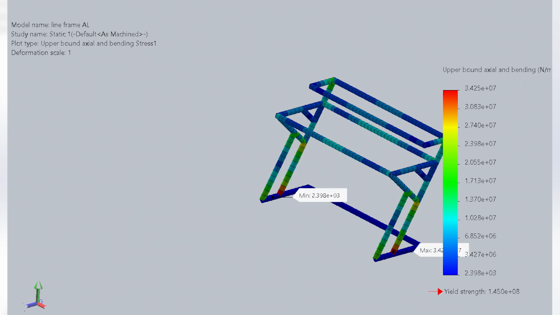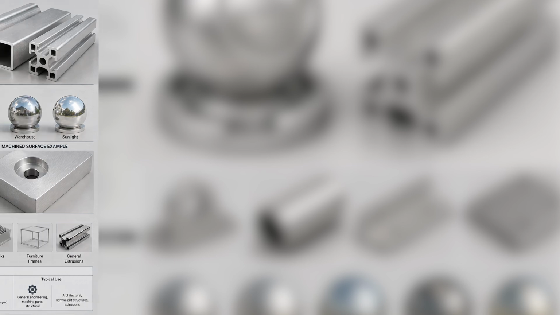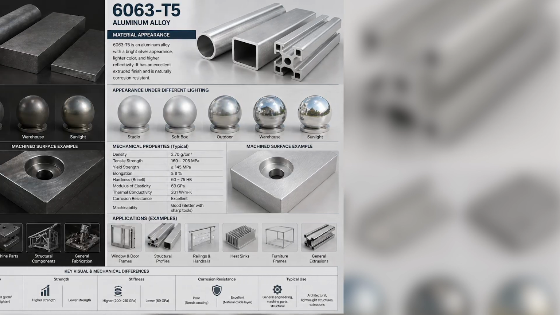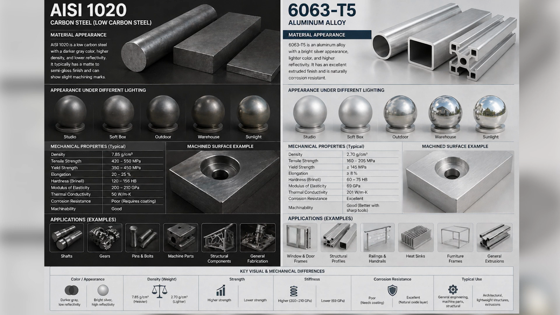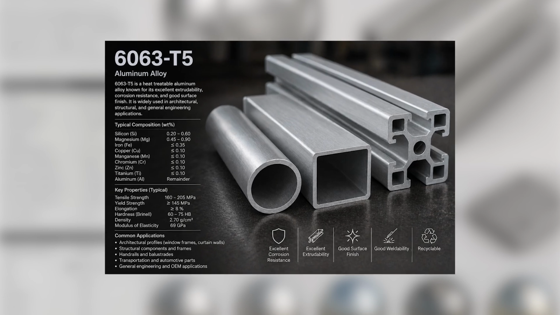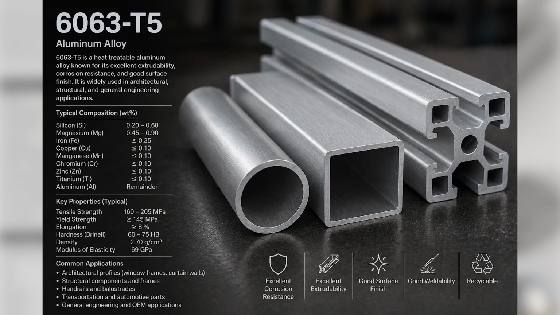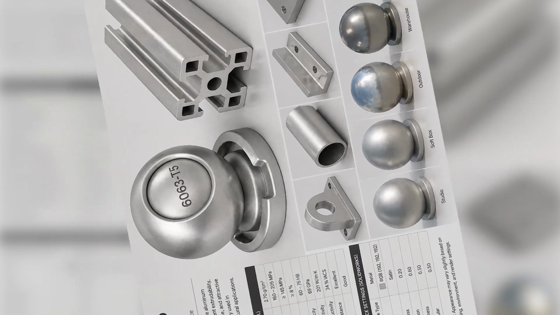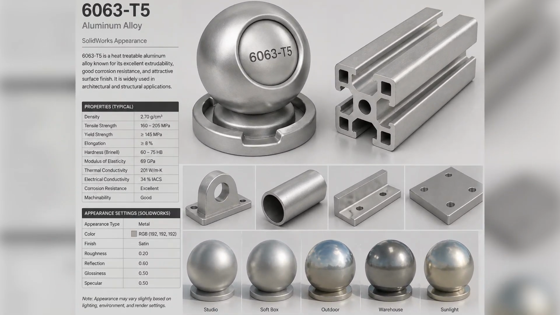In this video, I want to run a simulation on this Z frame, and I'll be making a comparison using two popular materials. One is the AISI 1020 and the other is the 6063 T5. The 6063 T5 is a popular medium strength aluminum alloy that comprises aluminum, magnesium and silicon, and it is known for its excellent corrosion resistance, its high quality surface finish and exceptional extrudability.